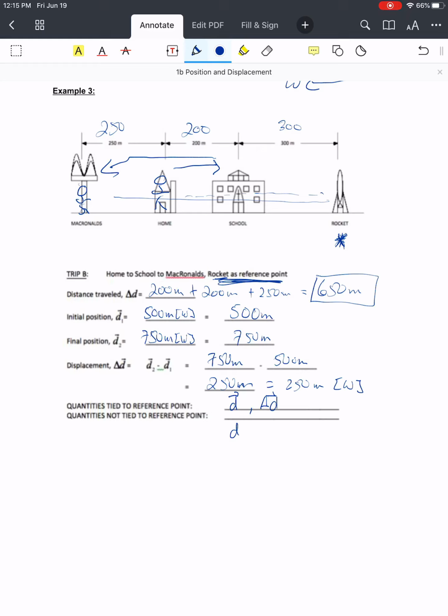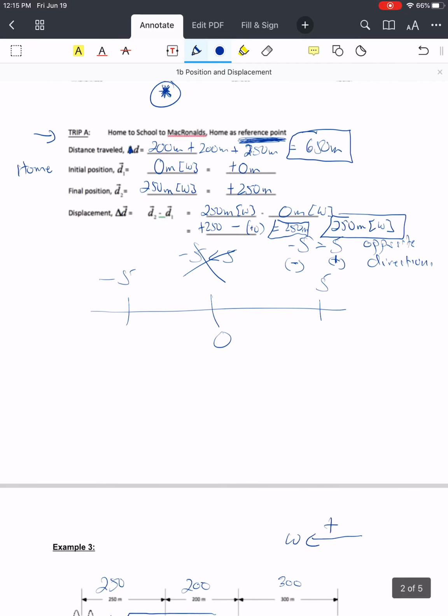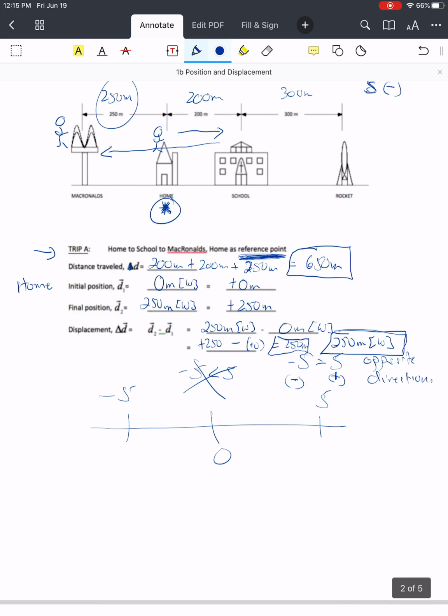Now let's look at the impact on displacement. If I looked at my final displacement, here it was 250 meters west. My final displacement here was 250 meters west. So changing the reference point does not change your final answer. What that's telling us is when we're calculating displacement, we have control over the reference point. No matter what the reference point is, our displacement won't change.